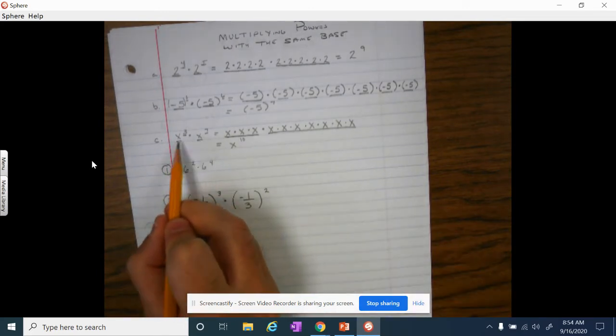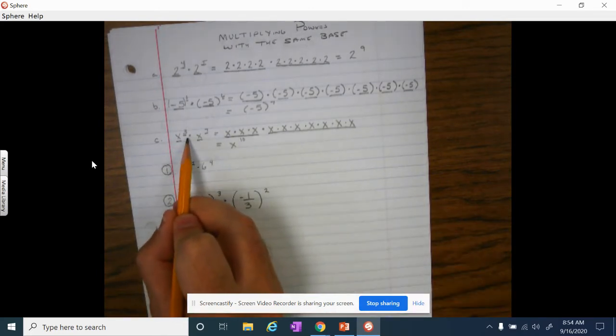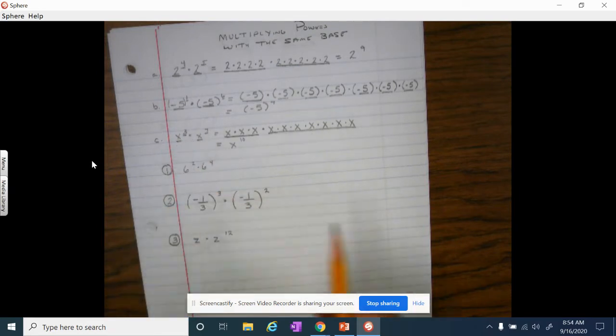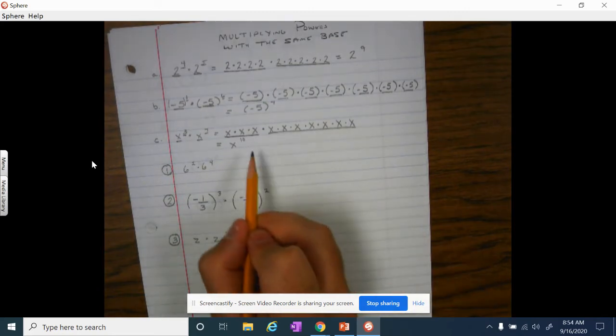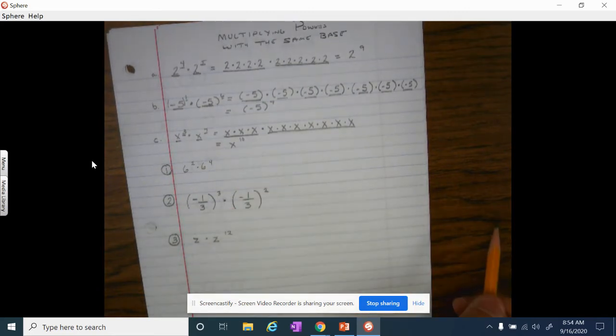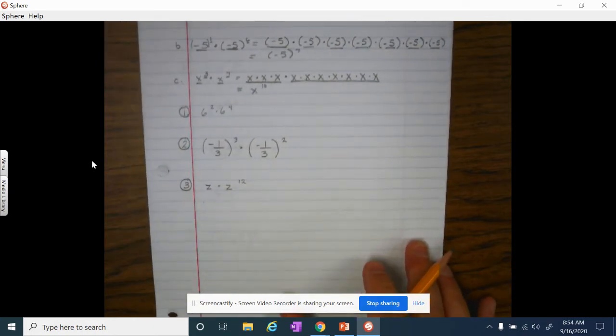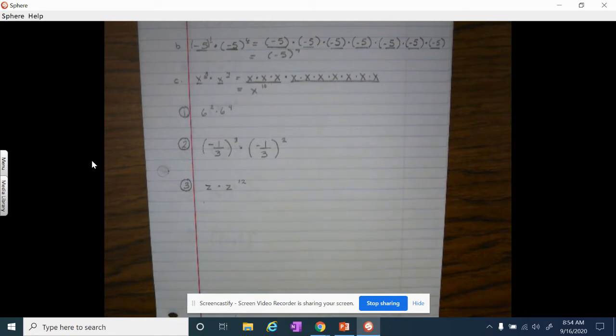If I have the same base and it's a multiplication problem, then all I need to do is add my exponents, keep the same base. So 3 plus 7 is 10. So you can see that it is X to the 10th. So here's where I want you to pause the video, and I want you to try these three problems on your own, working with the same concept.